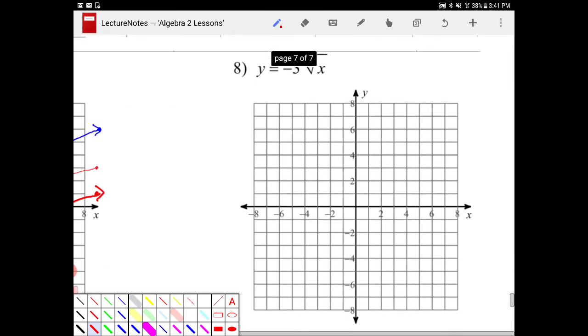-3 radical x. Well, we just need to flip the parent function then, right? So the result is, at 1, it was at 1 before, so we're going to multiply that by -3, so we're going to be down here. At 4, it was at 2, so we're going to be down at -6. And then at 9, we're going to be at -9, so it's going to be like right here off the grid, right? So it's going to be like this.